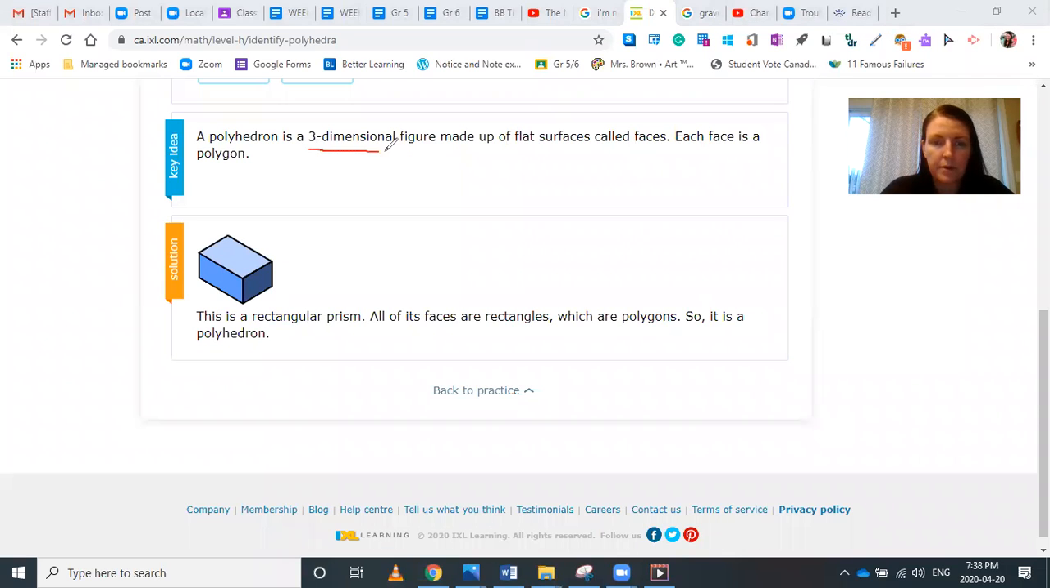Okay, it needs to be a 3D figure made of flat surfaces. And these flat surfaces are called faces. All right, so each face is a polygon. A polygon we know is a many-sided shape, but it's a 2D one, right? A polyhedron is a 3D shape made of a whole lot of 2D shapes, all right? However, they all need to be flat, right? So let's have a look at a couple of examples.